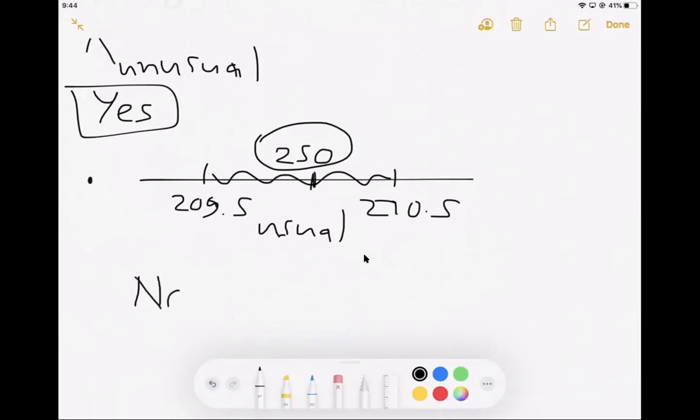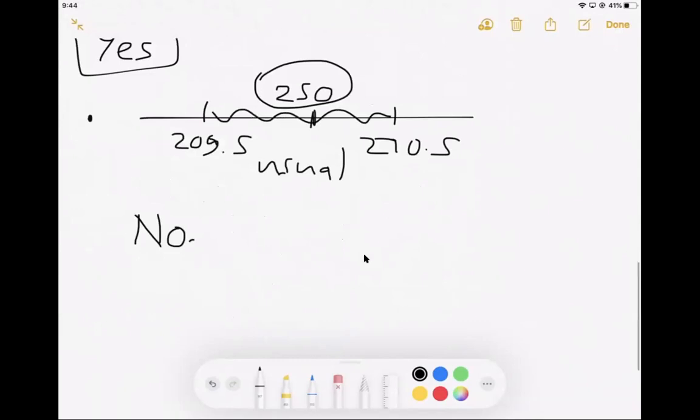No, it is not unusual, because that 250 is within these two boundaries. So the second answer is no, because we pick 250. Change 150 to this value. This is all about this example.